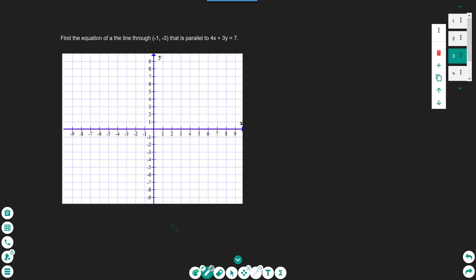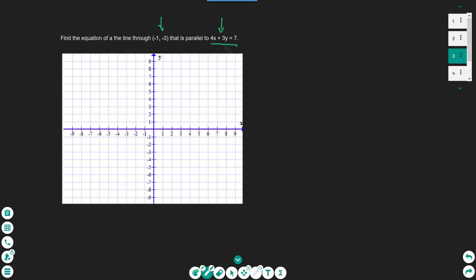All right, so this one, they give us the point in which we want our new line to pass through. It's the -1, -3. -1, -3. And then we have the line that we want it to be parallel to over here. Now, one thing you're going to want to note here is that this line that is parallel to, is this in standardized form? The answer is no, right? It hasn't been solved for y.